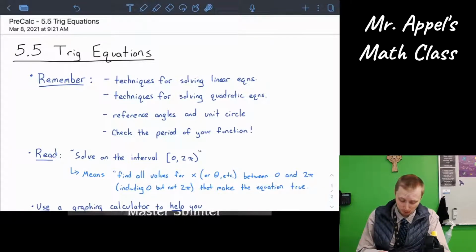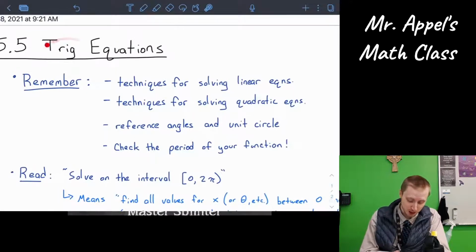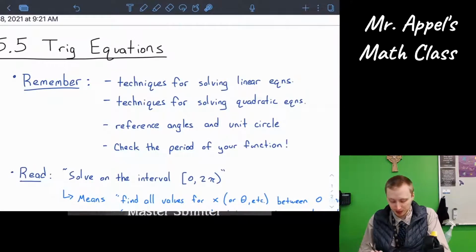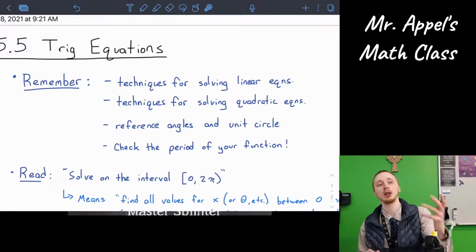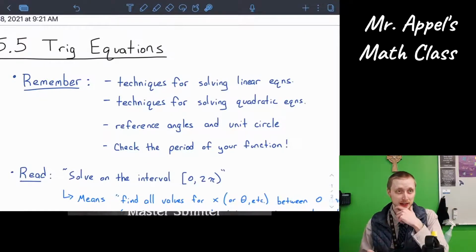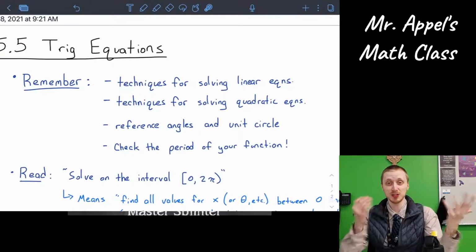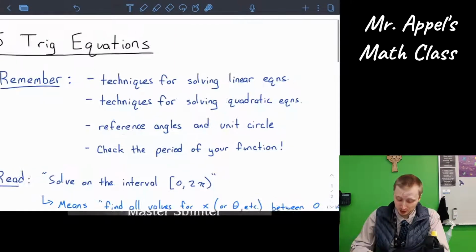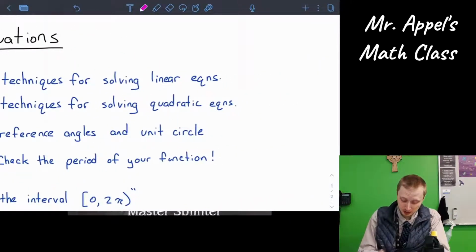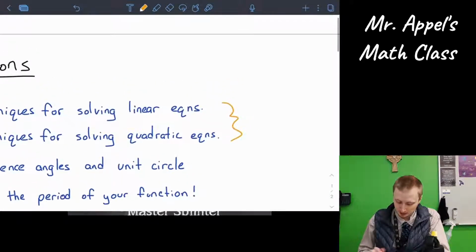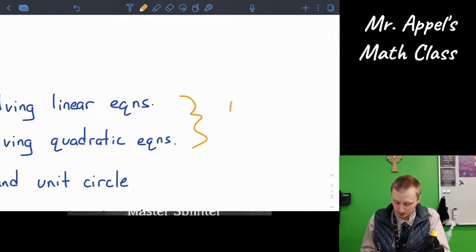All right, so if you're trying to solve trig equations, I want you to remember first that all of your techniques for solving linear equations and for solving quadratic equations will still apply. Those are still important. Those are still useful, okay? Especially when you consider good old, one bigger: the power of the u substitute.